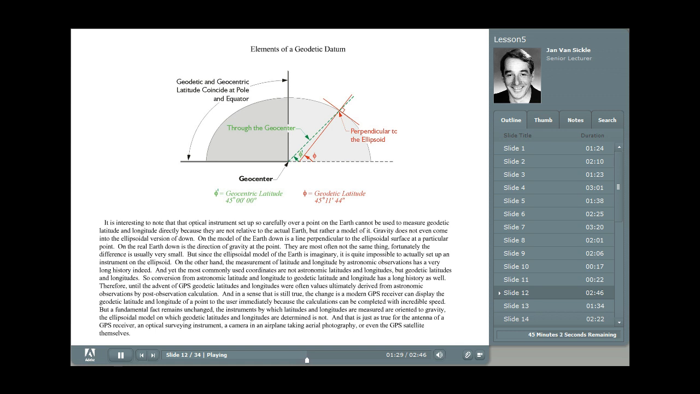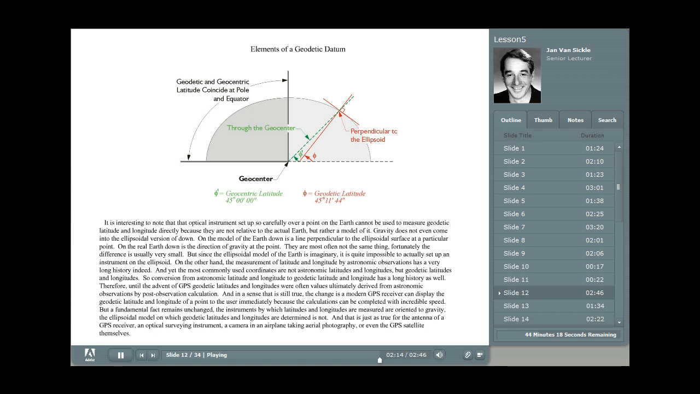And as I say, it really is essentially still the case, because a GPS receiver can display geodetic latitude and longitude of a point almost immediately because a GPS receiver has an onboard computer and can do that conversion virtually instantaneously. But the fundamental fact is that instruments by which latitude and longitude are measured are oriented to gravity, and the ellipsoidal model isn't. And that's just as true for an antenna of a GPS receiver as it is for an optical surveying instrument, a camera in an airplane, or anything else.